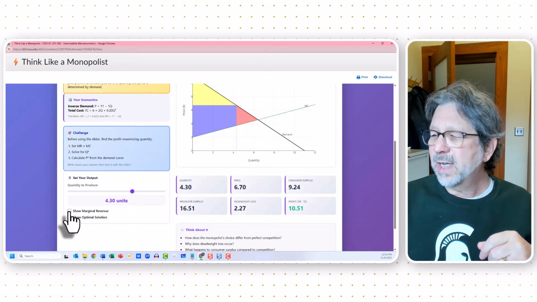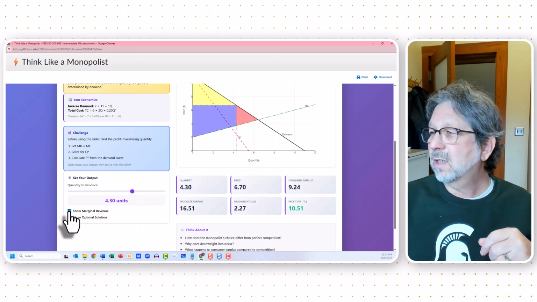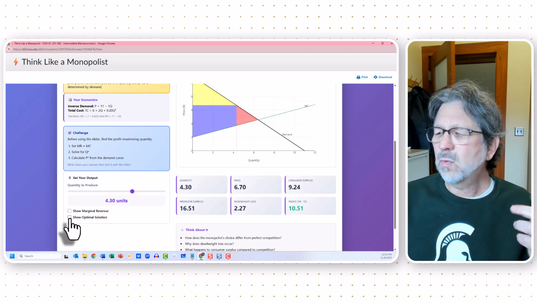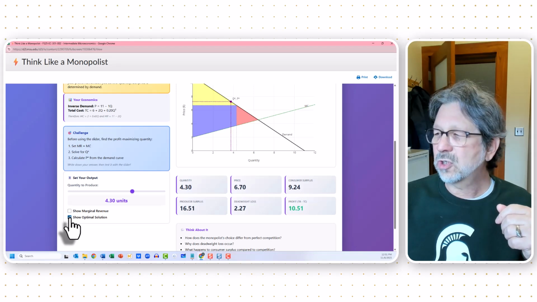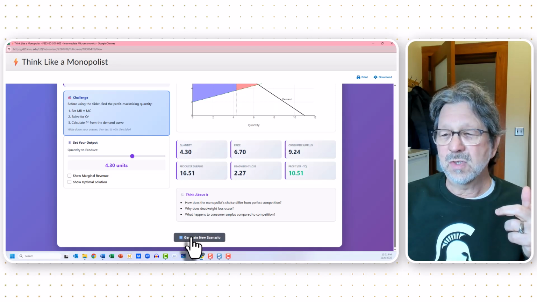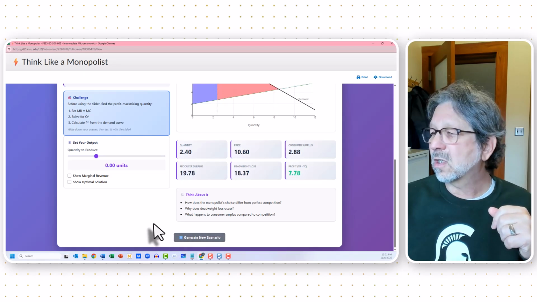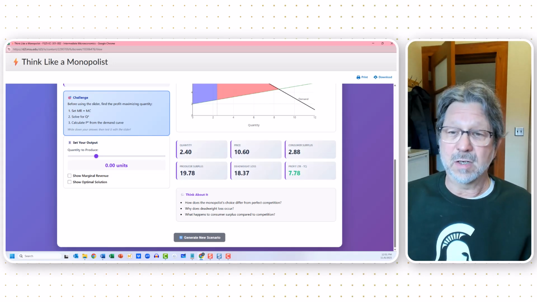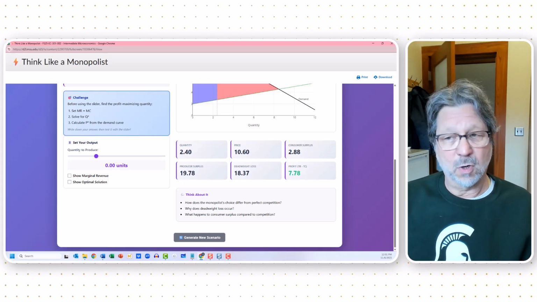Students control what they see. They can toggle information on or off, and they can reveal the profit maximizing solution when they're ready. And they can even generate new scenarios with different demand and cost curves. Students can safely explore what-if scenarios, building intuition before exams.